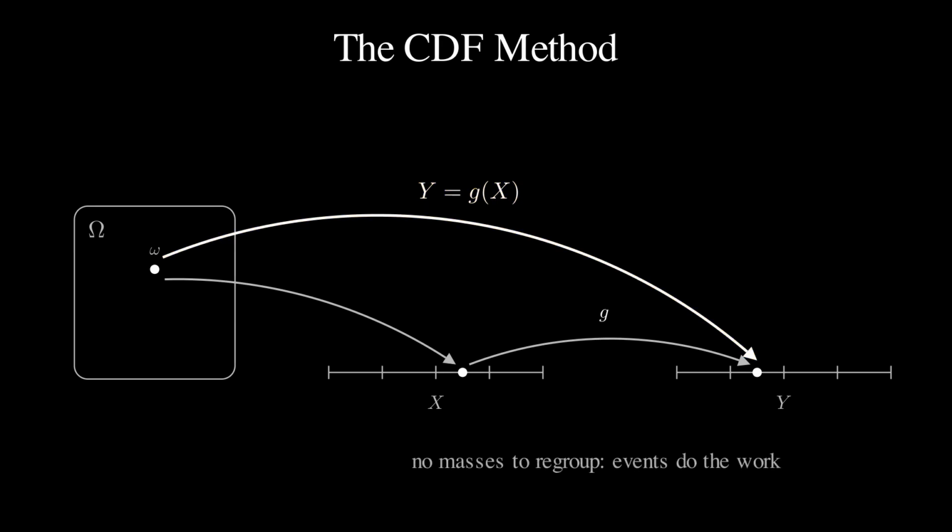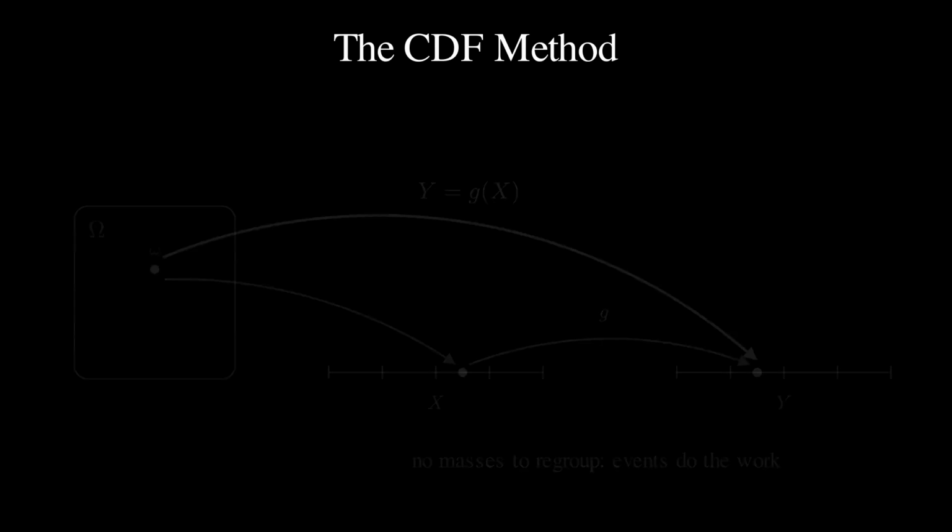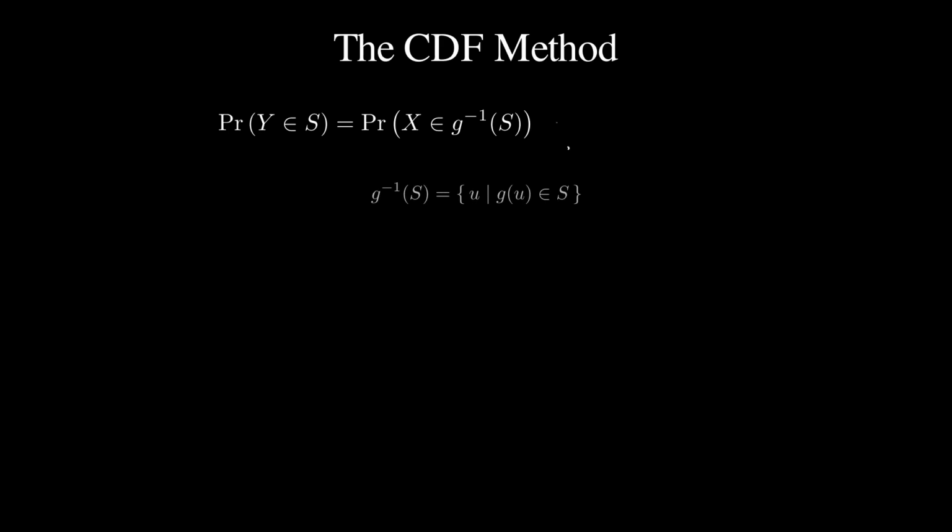For discrete x, we derive the PMF of y by regrouping masses over each preimage. A continuum has no masses to regroup, so events must do the work. The probability that y lands in a set S is the probability that x lands in the preimage of S, the set of inputs u where g of u falls in S. That is the set theoretic preimage from the video on functions, back after a long wait, and finally load-bearing. And a probability about x we know how to compute. Integrate the density of x over the preimage.